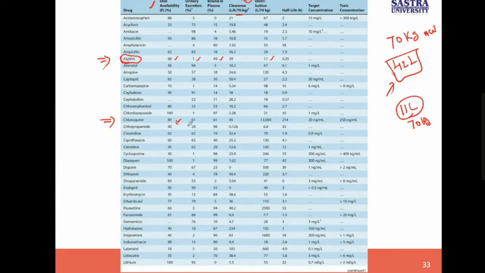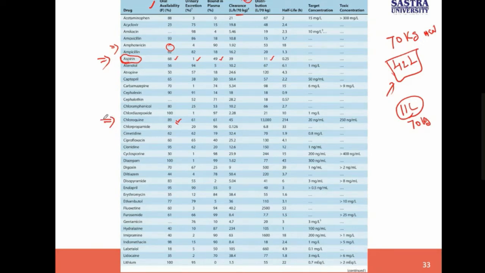Before that, let's take this as an example. One more question: for amphotericin, there is no value given for oral bioavailability. What is the reason? Maybe it is IV. It is not administered orally. Maybe some other route of administration, most probably IV.